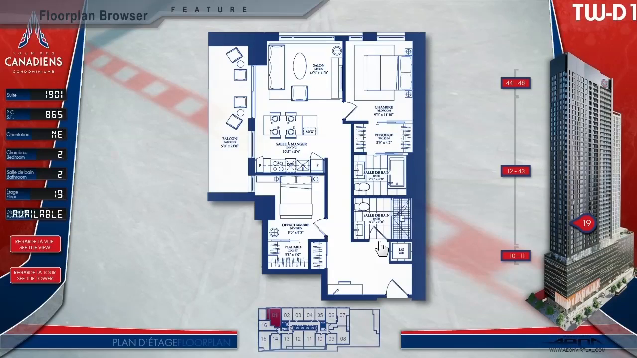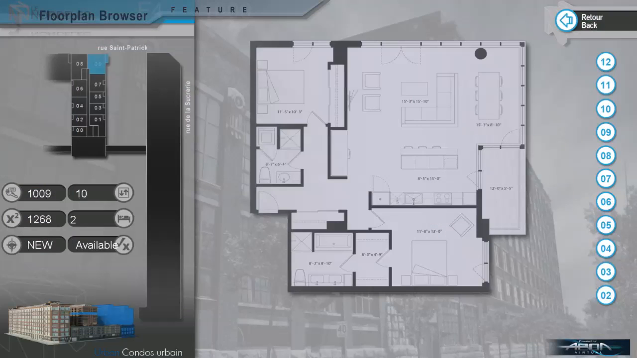When we find a condo we're interested in, we can also see the approximate view from that condo by touching the Views button. We can change the appearance of the floor plan browser to match the style of your project.